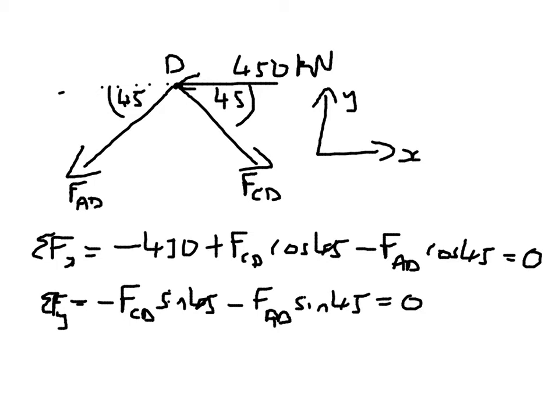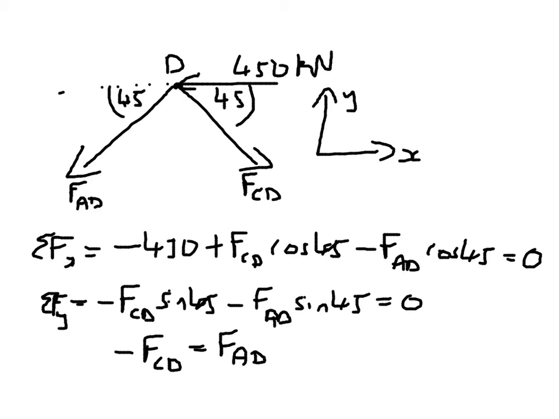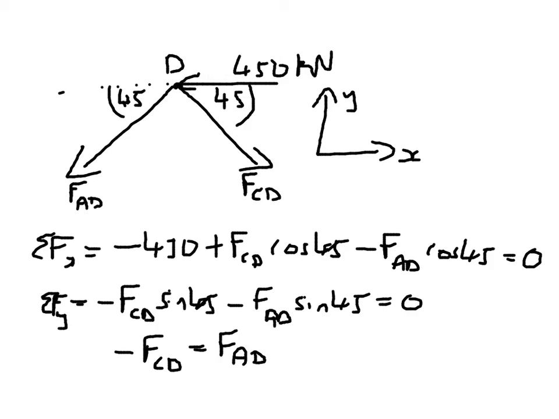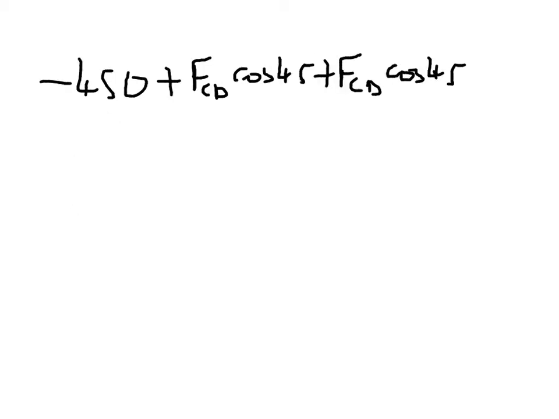Now we can solve this quite easily because we can rearrange and say minus FCD equals FAD. I've rearranged the sum of the forces in the Y and cancelled my sine 45s. I can then replace FCD or FAD in my previous equation, the sum of the forces in the X, so I'll do that on the next slide. So we're going to have minus 450 plus FCD cos 45, and then this minus FAD cos 45 is going to become plus FCD cos 45, because AD was a negative CD, so a negative AD must be a positive CD, equals 0.